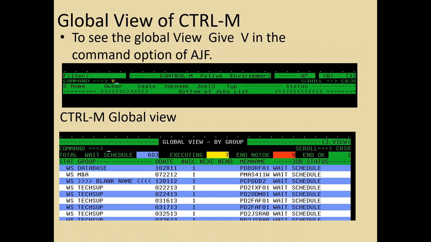Now, the global view of Control M. To see the global view, give V in the command option of the AJF. Control M global view will give this one. This is actually not used in application or production support in most of the projects. So this is an additional screen.